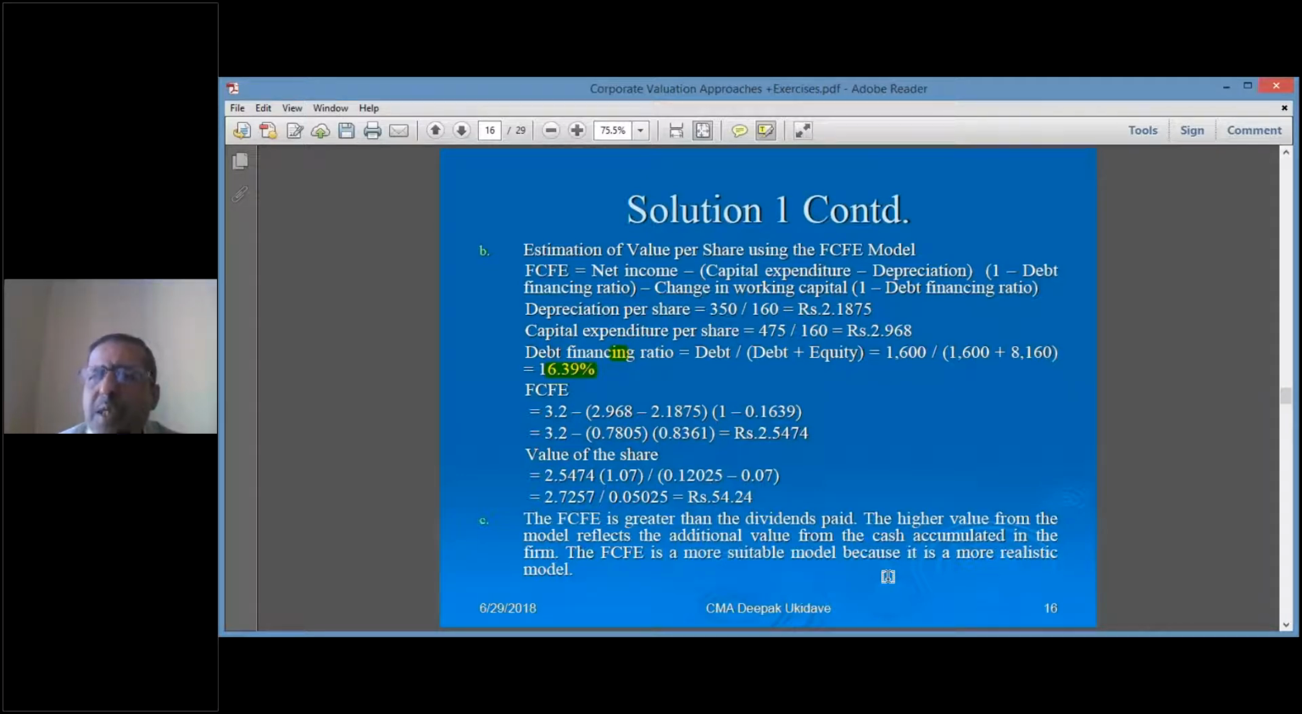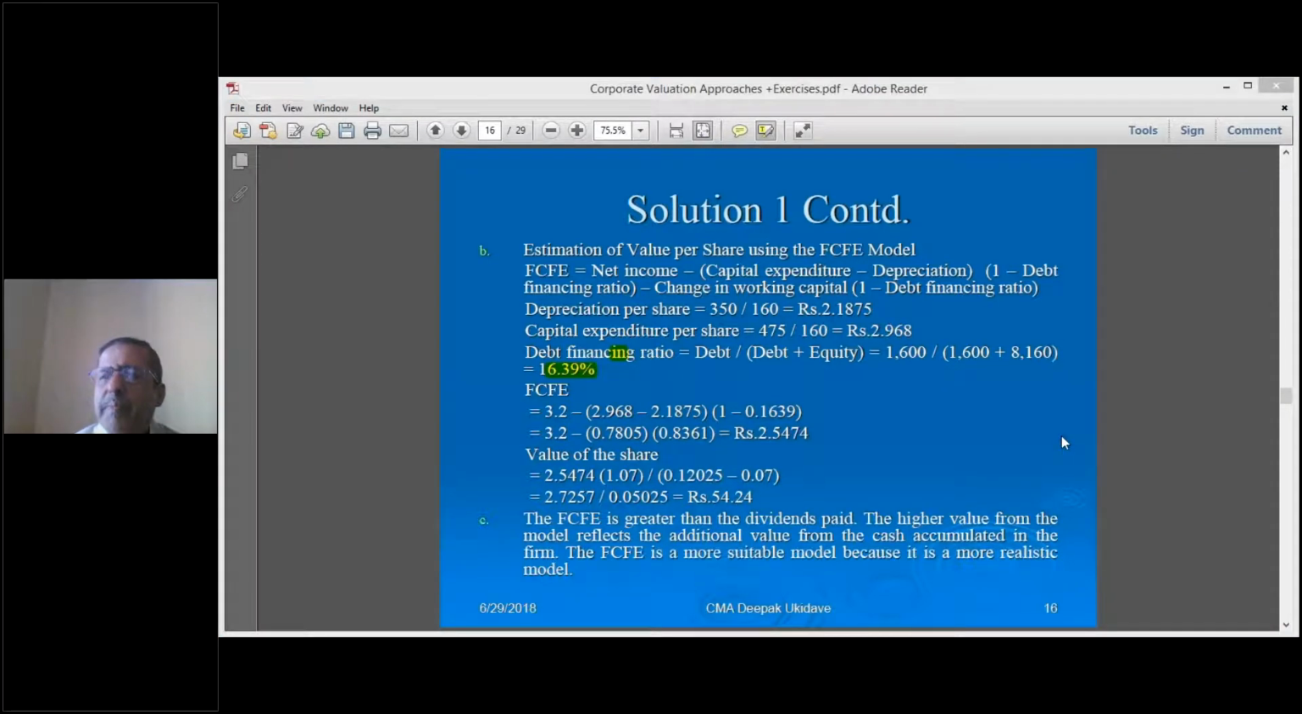I hope all of you have understood. To summarize, we have covered three methods of valuation so far. One is the relative valuation approach, the comparable company approach or relative valuation method, one and the same. Second is the dividend discounting model, and third one is FCFE, free cash flow to equity. All three methods we have covered. So now we go to the fourth method, that is FCFF. But before that, if you have any questions, you can ask.